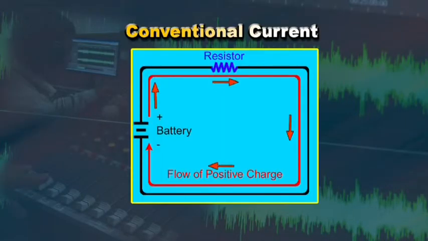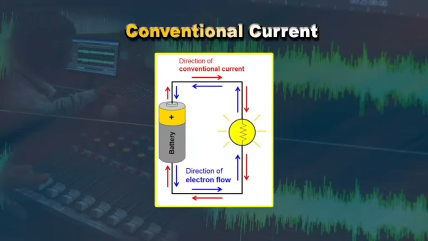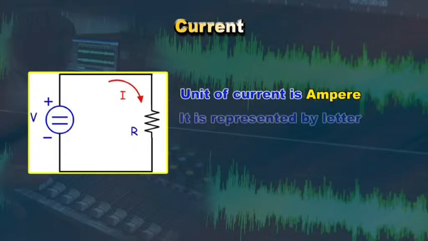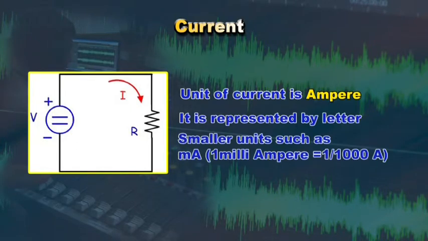Now let's understand current. We can define the conventional current as the rate of flow of positive charge per unit of time. 1 ampere of current is flow of 1 coulomb of charge per second. Unit of current is ampere and is represented by letter I in the electrical circuits and calculations. Smaller units such as mA, that is 1 milliampere, equals 1 by 1000 A, are most commonly used in electronic circuits.